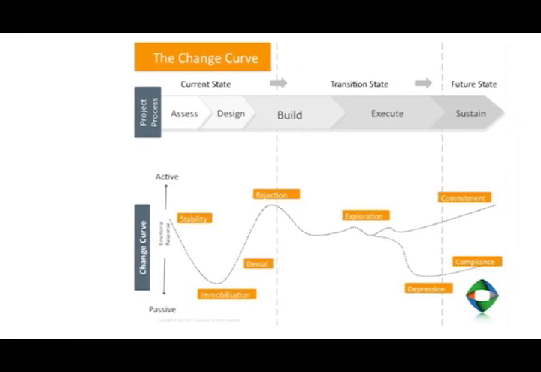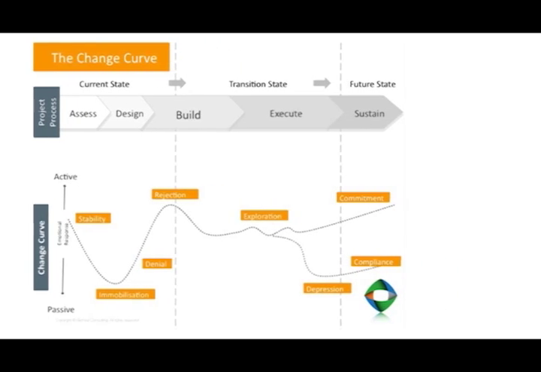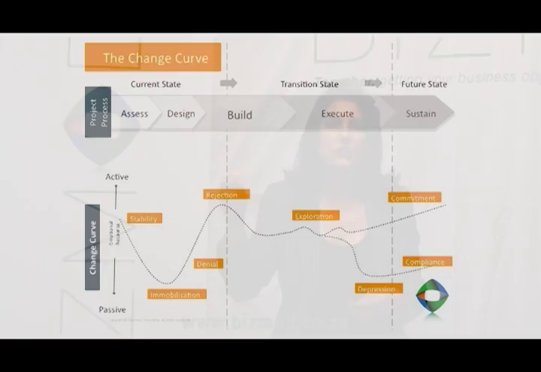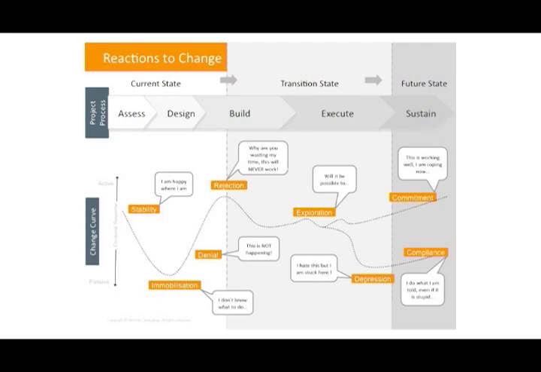Now, this is the normal Kubler-Ross sort of change curve and the emotional responses that people will have as they move through this curve. And perhaps the most important bit to note is where the rejection response sits, where it should sit in a system implementation life cycle. It should be somewhere between the design and build phase. Take note of that, because on the next slide, this is the type of comments that you can recognize that specific stage by.